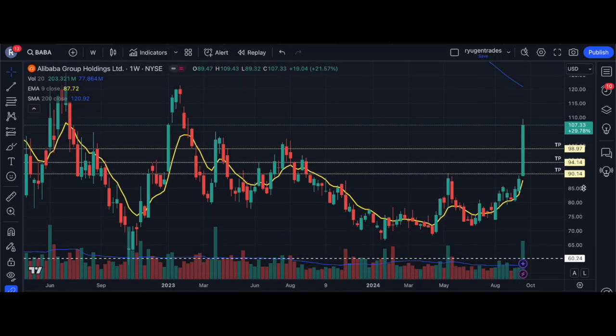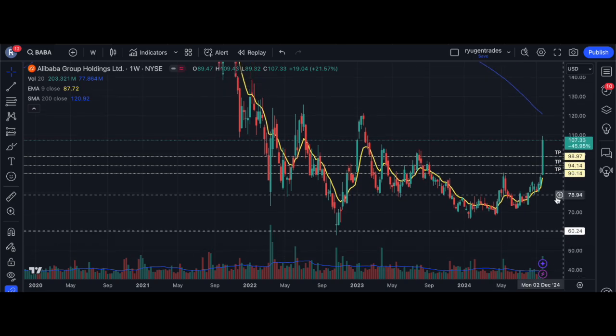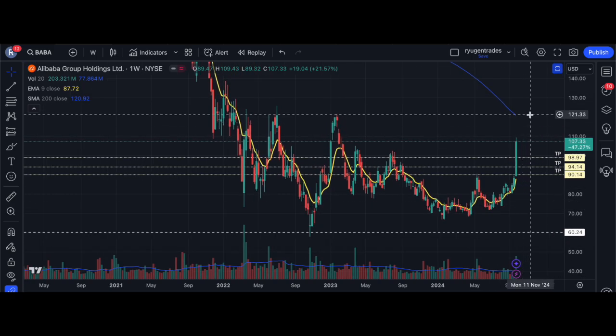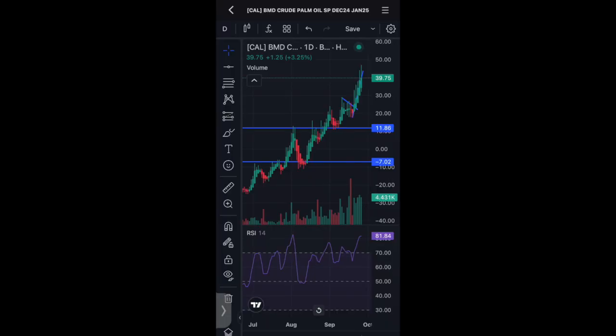And if you look at the weekly point of view, the next price resistance for Alibaba, everybody will be looking at this $120 price range, and that is right smack near the 200 moving average, in fact the 200 week moving average. So this will be interesting. It's currently at 107, so there could still be some room to move up before any pause.